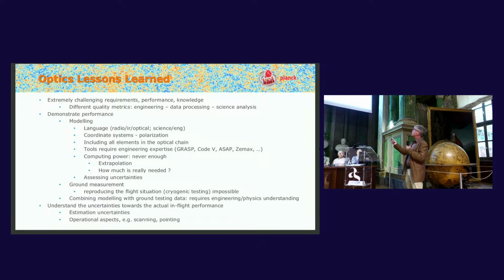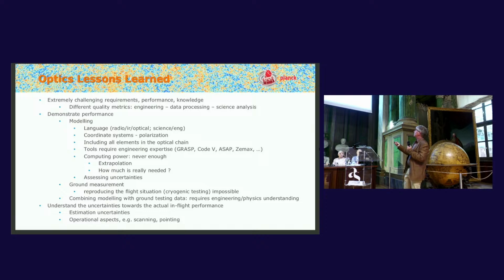Now, in your modeling, you have to include all elements in the optical chain. It's not just the telescope, it's the feed horn, it's the detector at the back of the feed horn. And these are difficult to model. Okay? We never were able to model a full chain, never. I mean, with a detector in its cavity, or even with filters and things like that. That's very difficult.